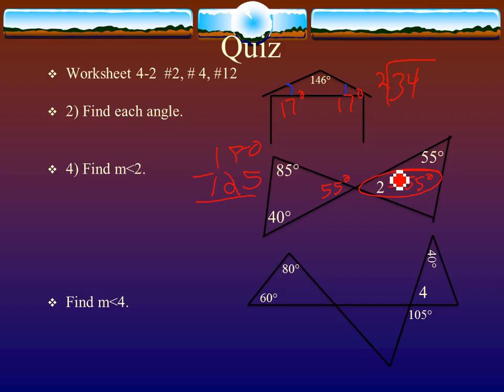How about angle 4? What's the easiest way to find angle 4? I'm going to start handing out detentions if you're talking. It's supplementary to 105. Those 2 are supplementary. What's angle 4 then? 75.